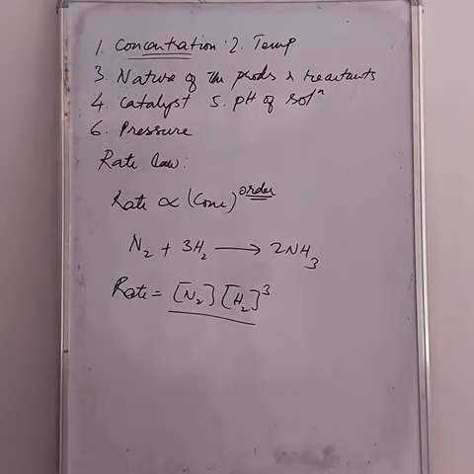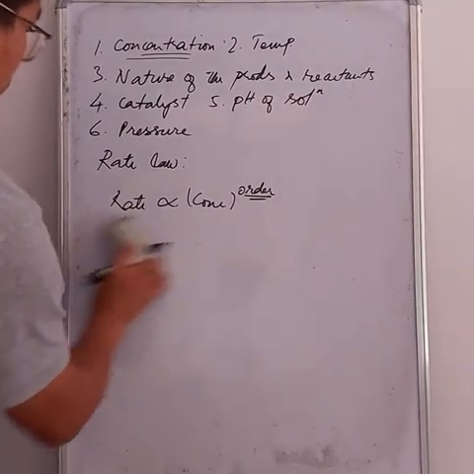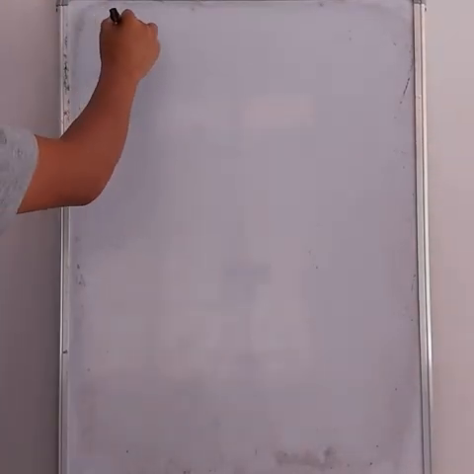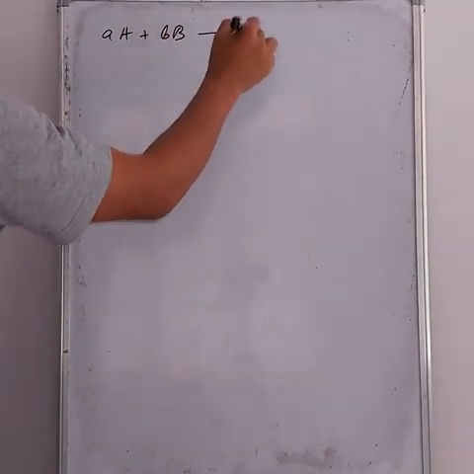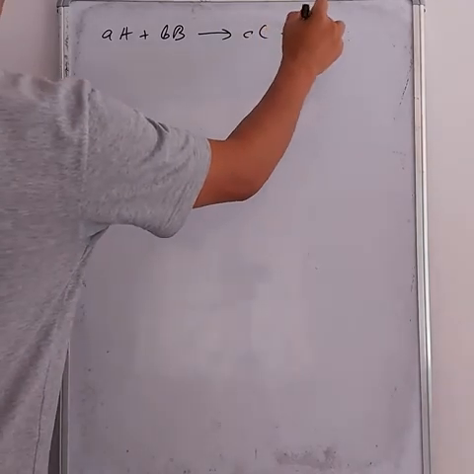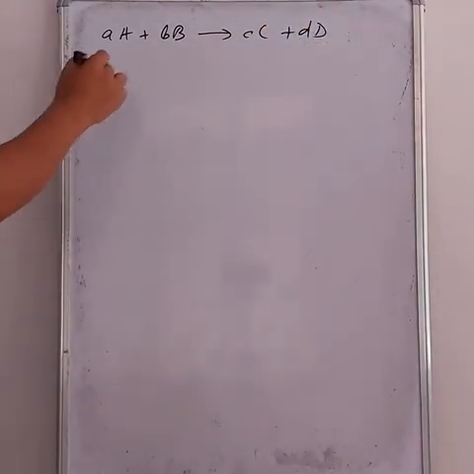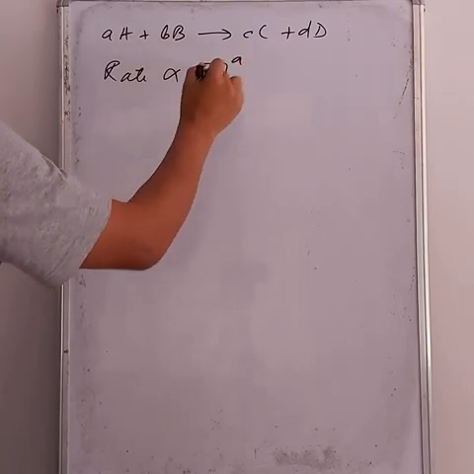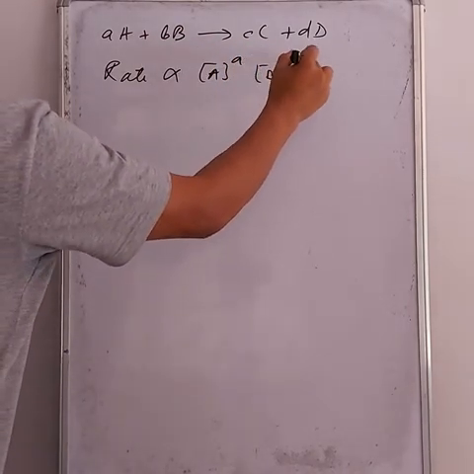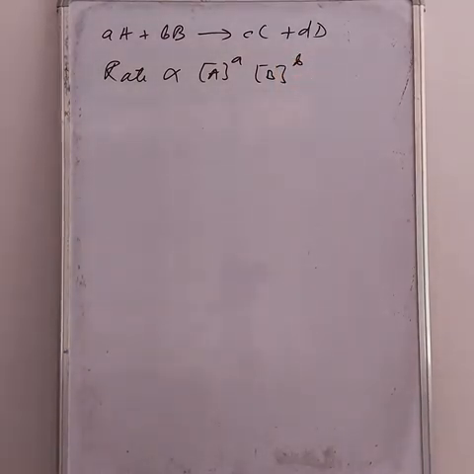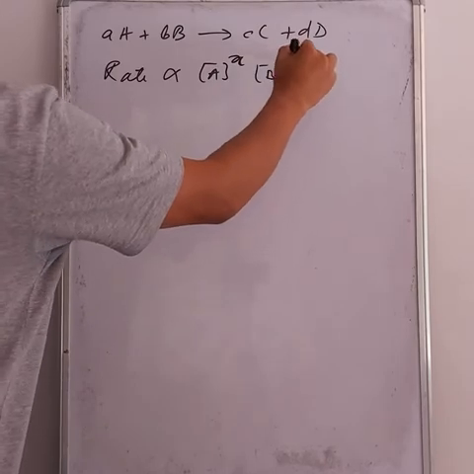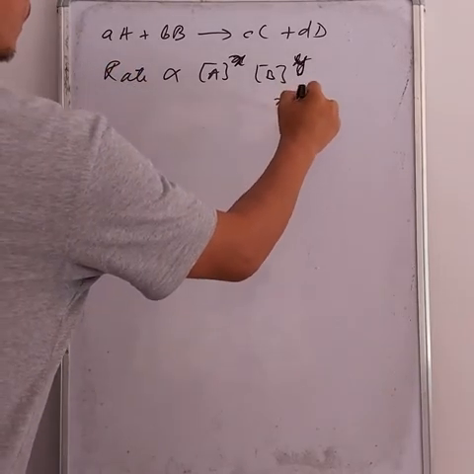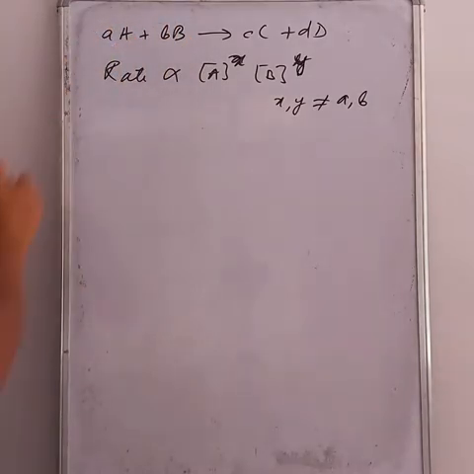So simply put, if there is a reaction A plus B giving us products C plus D, then the rate is directly proportional to the concentration of A to the power X and B to the power Y, where X and Y are not equal to the coefficients of A and B. It's not equal to the moles.